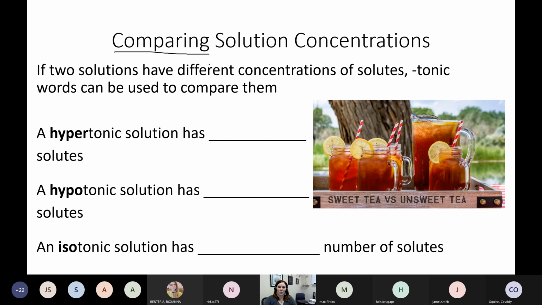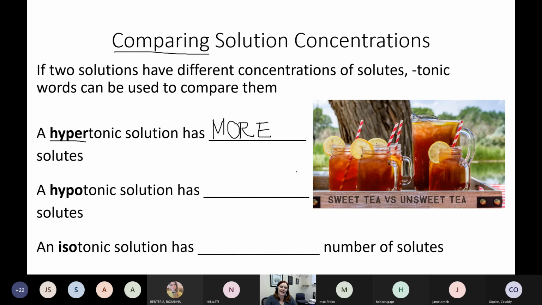When we're doing that, we have 3 words to describe the different kinds of concentrations we can have in the body. So let's start with our first concentration word here, which is hypertonic. When I talk about hypertonic, I'm talking about a solution that has more or lots of solutes.